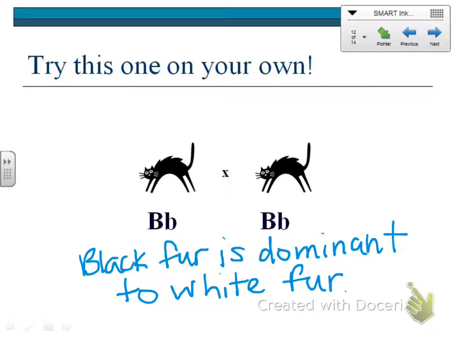Black fur is dominant to white fur. And go ahead and work on it on your own. Since I'm recording, I'm going to go ahead and pause it, and that'll give you some time to work on it.